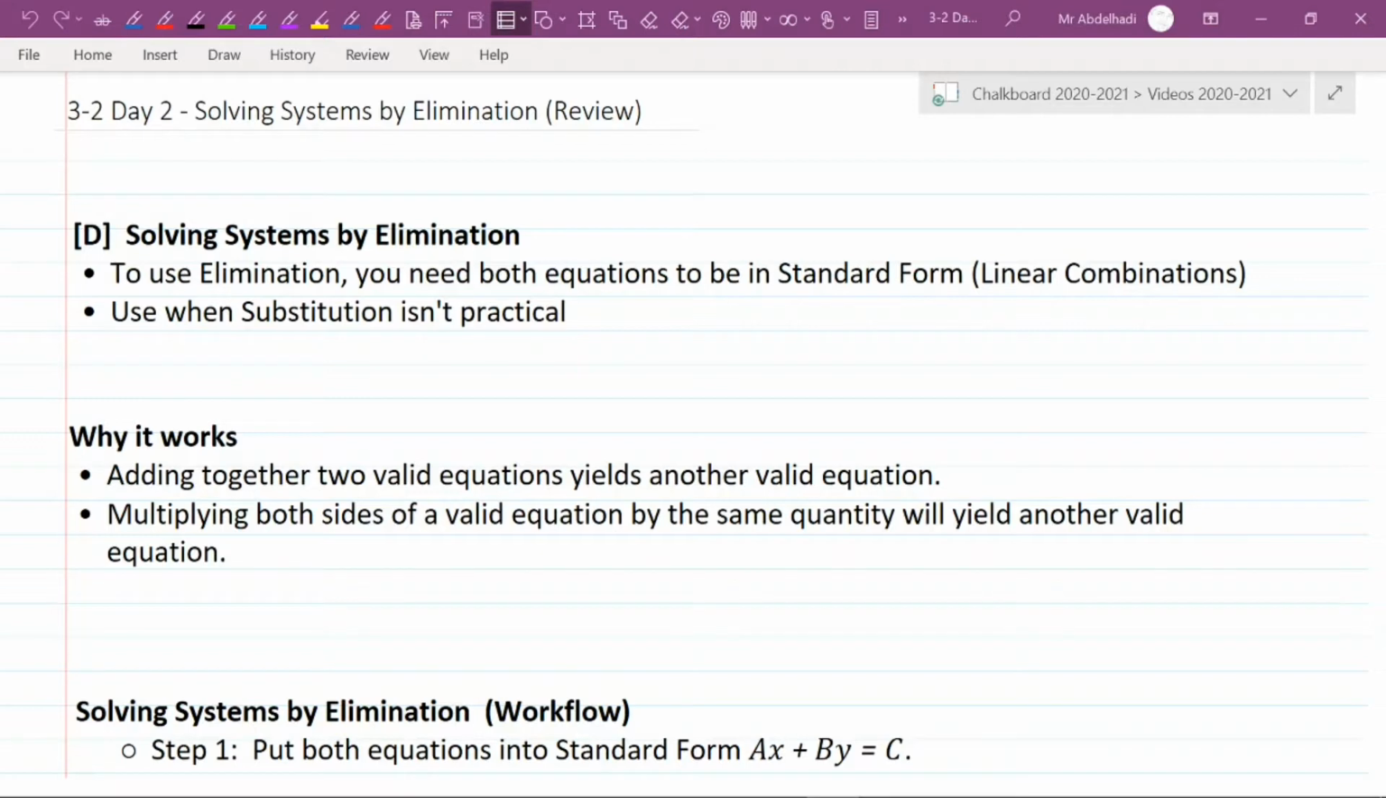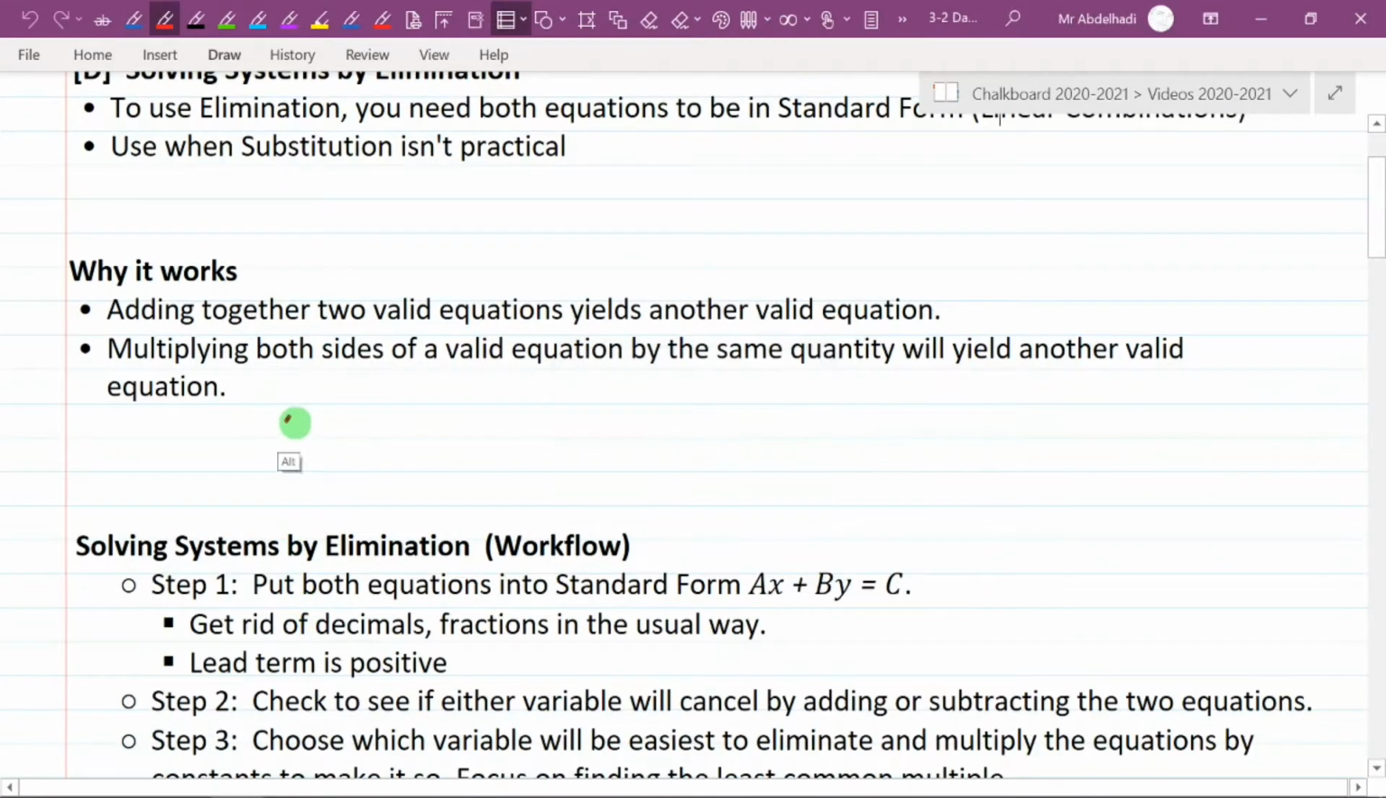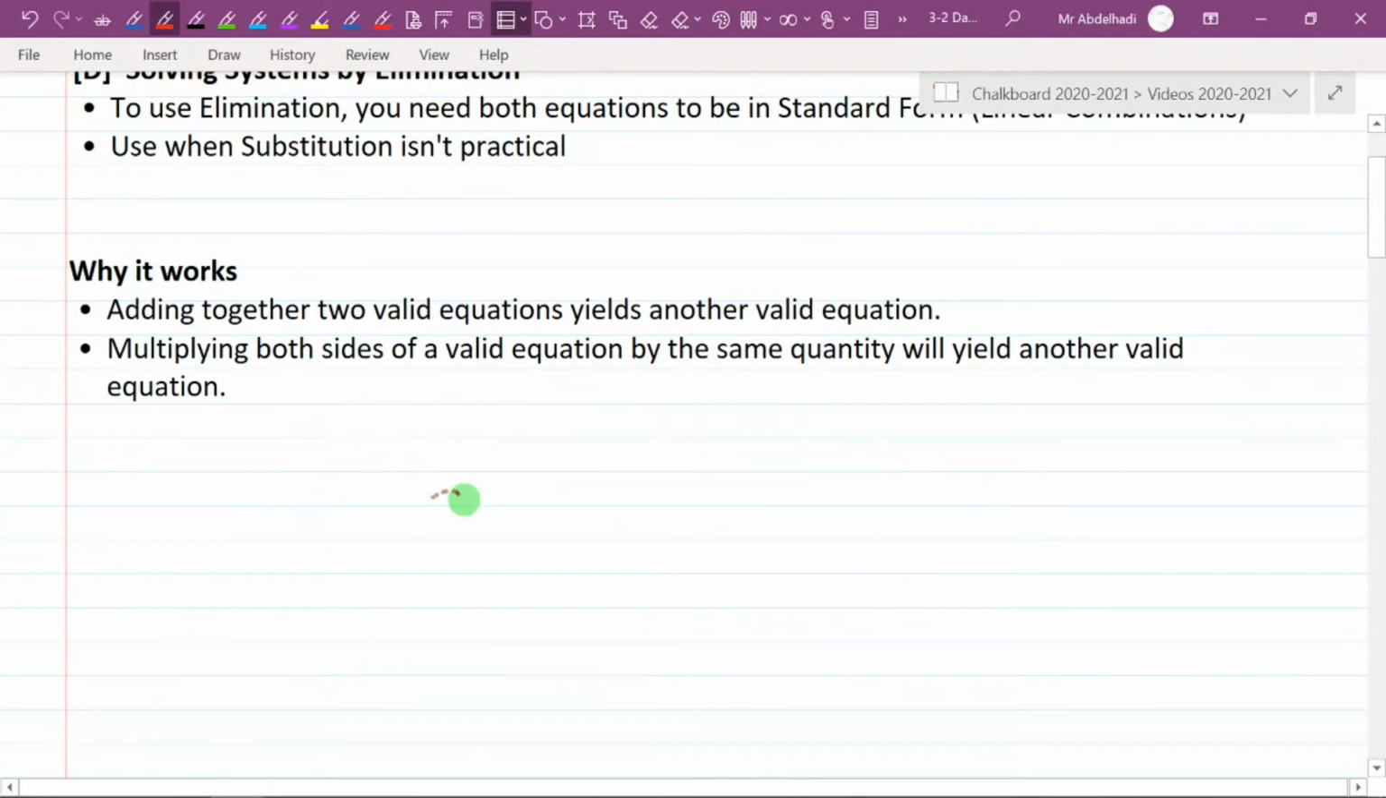So this is an Algebra 1 review yet again. You probably learned substitution and elimination together back then. I'm going to show you elimination now. Before we get into elimination, let's talk about why elimination works. Elimination works because of the following property.